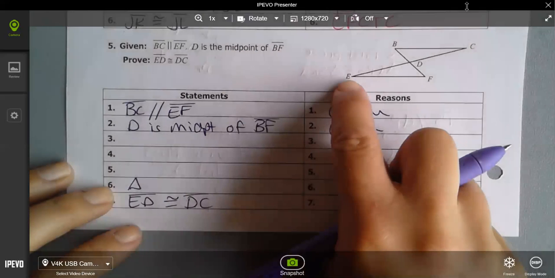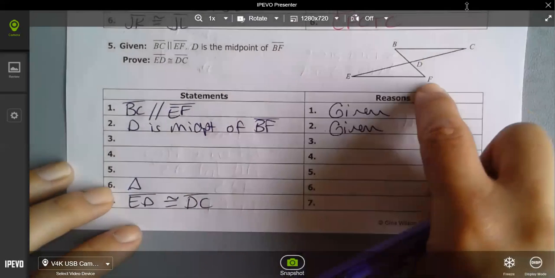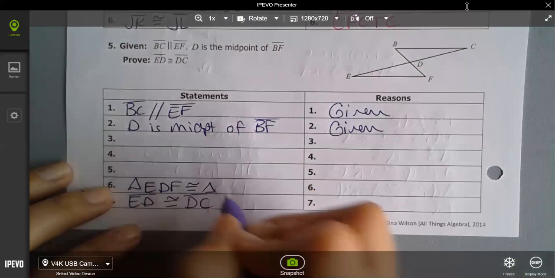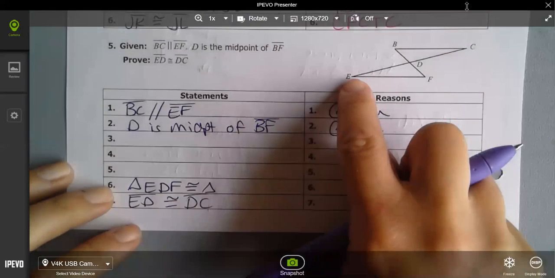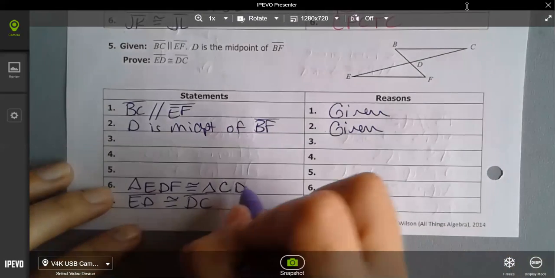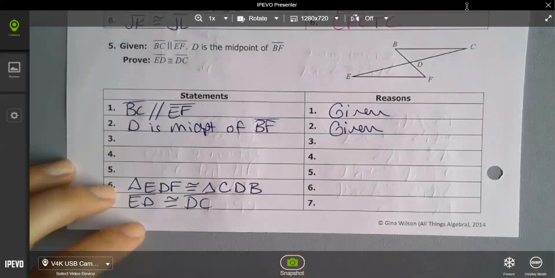Okay, so what do you wanna do? How about EDF? Congruent to triangle, well, let's see, E's tiny, so that means C, and then D, and then B.